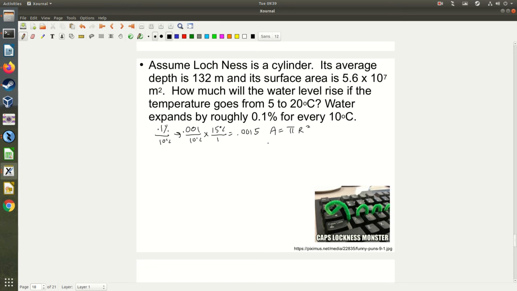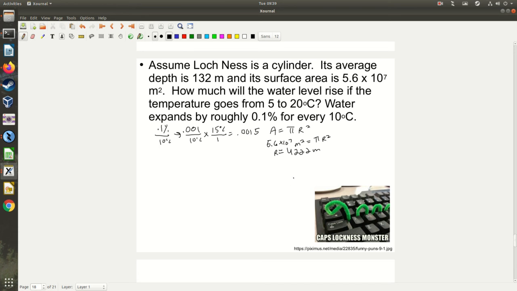All right, so that'll be 5.6 times 10 to the 7th square meters is equal to pi r squared. When you solve for r, you're going to get 4222 meters. So that's roughly the radius of Loch Ness.